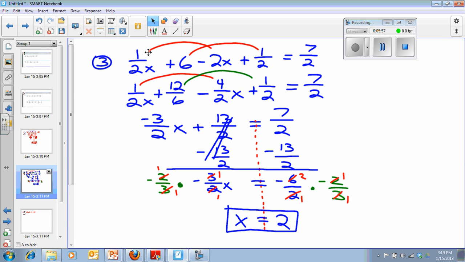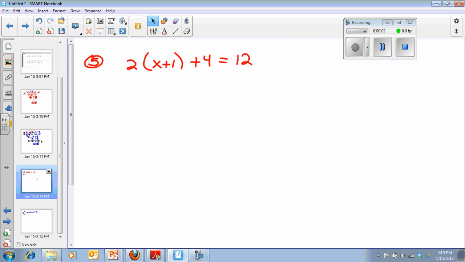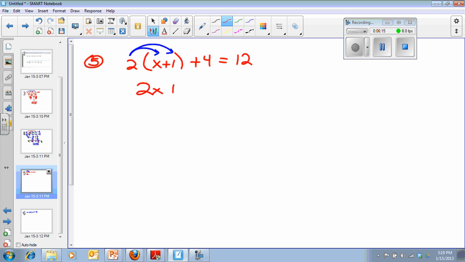Let's see, I've got a couple more real quick ones. These shouldn't take long for us to do. On this one right here, the students know how to use the distributive property. They're going to multiply 2 times x, go back and multiply 2 times a positive 1. So here we have 2 times x is 2x. 2 times a positive 1 is a positive 2, plus 4. All of this equals 12. Let's see if we can simplify the left-hand side. I can put these two together. So now I have 2x plus 6 equals 12.